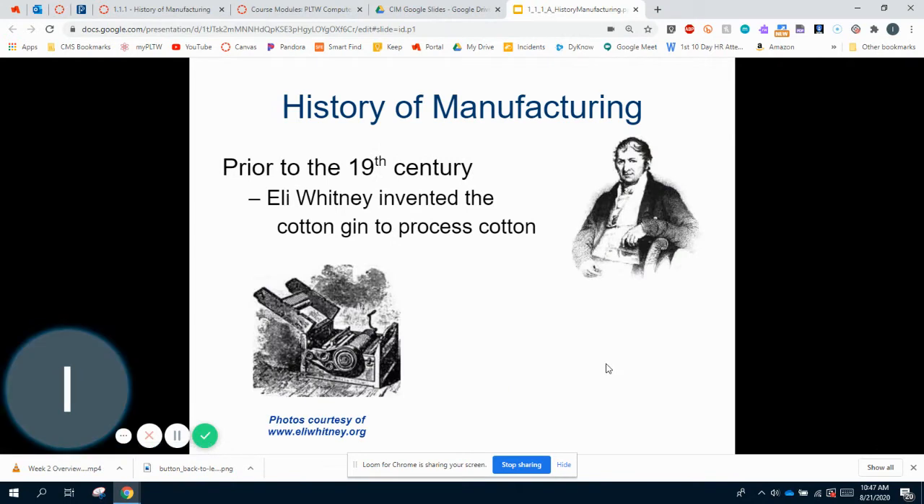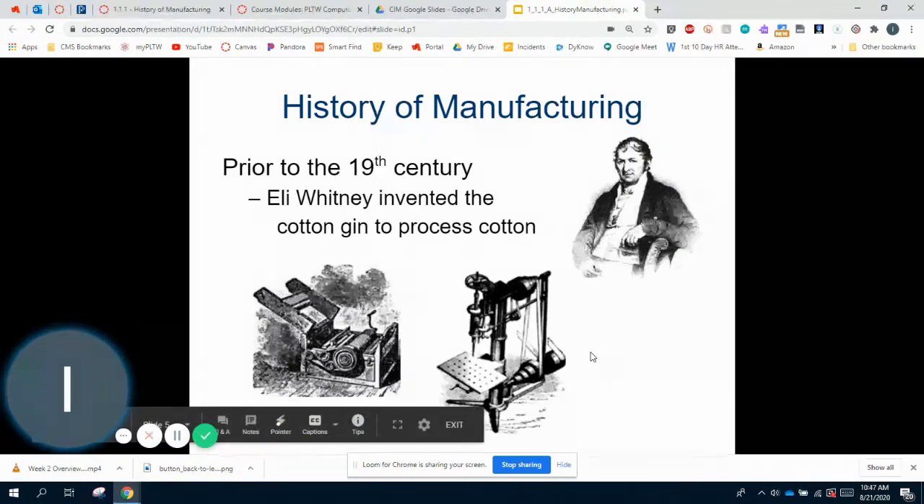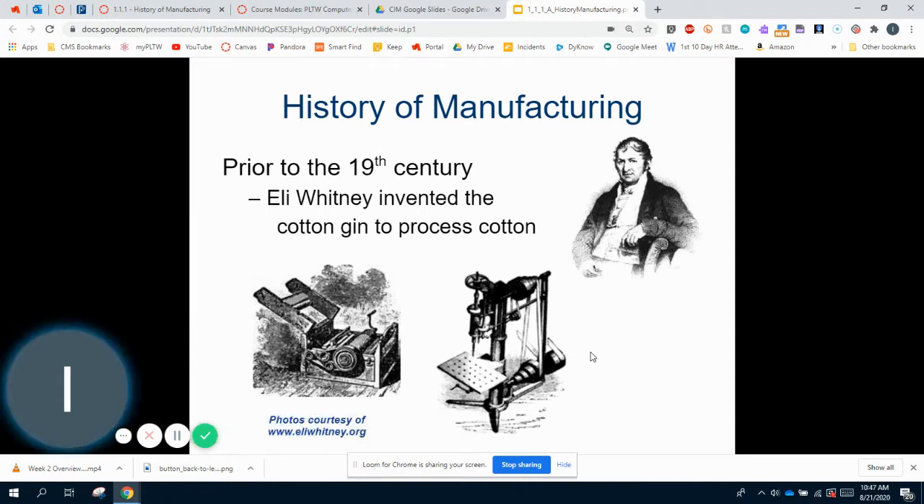Now, prior to the 19th century, you also had one person that became famous. His name was Eli Whitney. This is very important. Eli Whitney invented the cotton gin, you know. However, he went bankrupt due to many of his poor business skills.